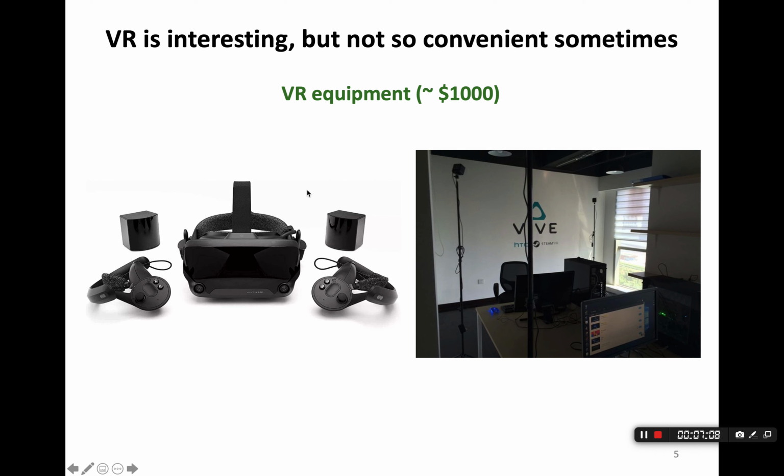Usually VR equipment costs about $1,000 to buy the helmet, the handles, and the lighthouse. At the same time, you also need a very good computer, at least a very good GPU, to run these VR applications. So a good computer means an additional $2,000 to $2,500. That's not something that is so reachable, especially for an undergraduate student.